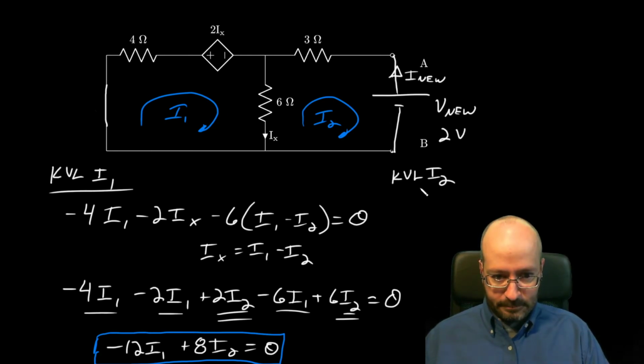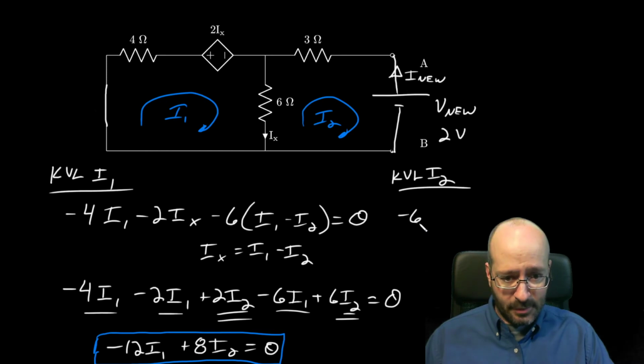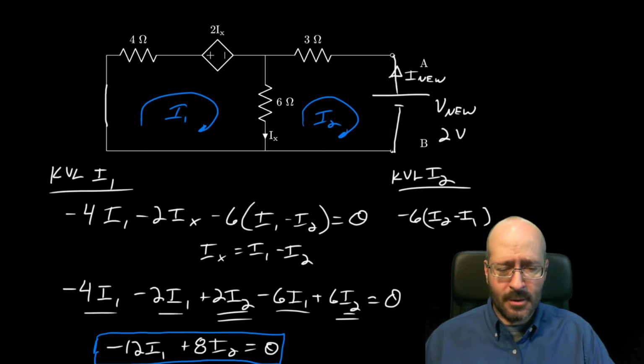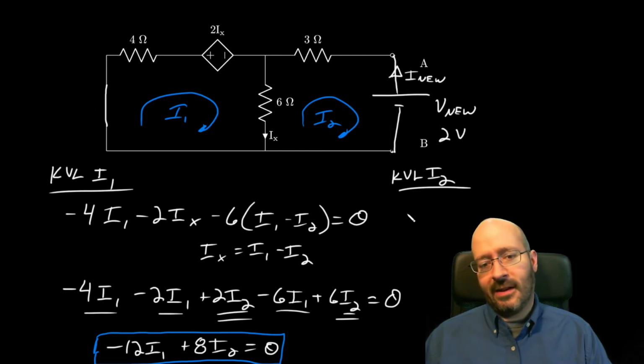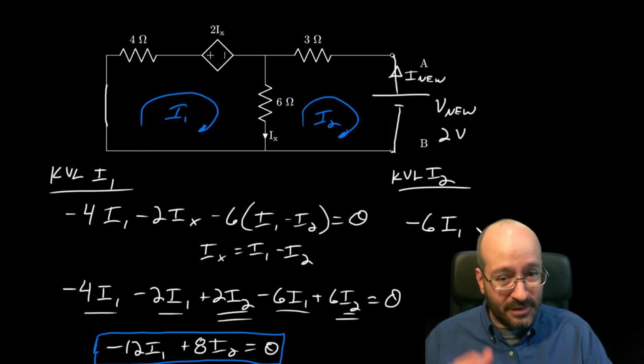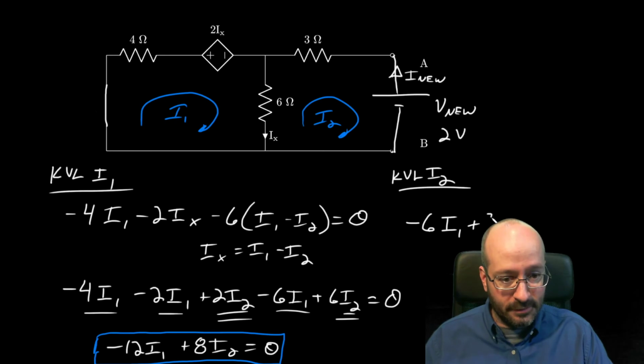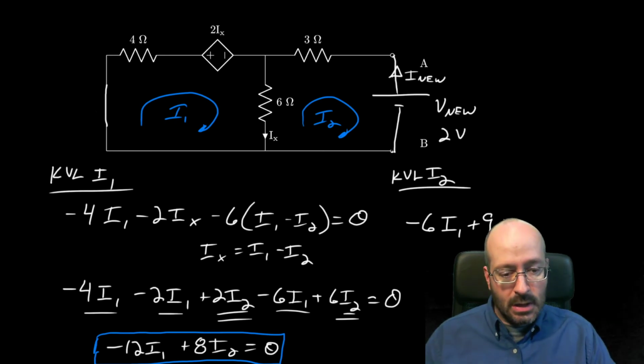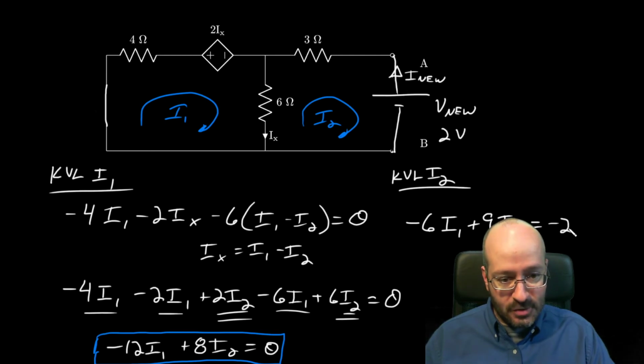KVL for I2. We're going to drop across the 6, (I2 minus I1). Oh, we can do the shortcut on this one. Less algebra I need to do, the better, right? What does I2 share with I1? Negative 6 I1. What does I2 touch? It touches a total of 9 ohms. 9 I2, and on the right-hand side, we're going to be dropping 2 volts.